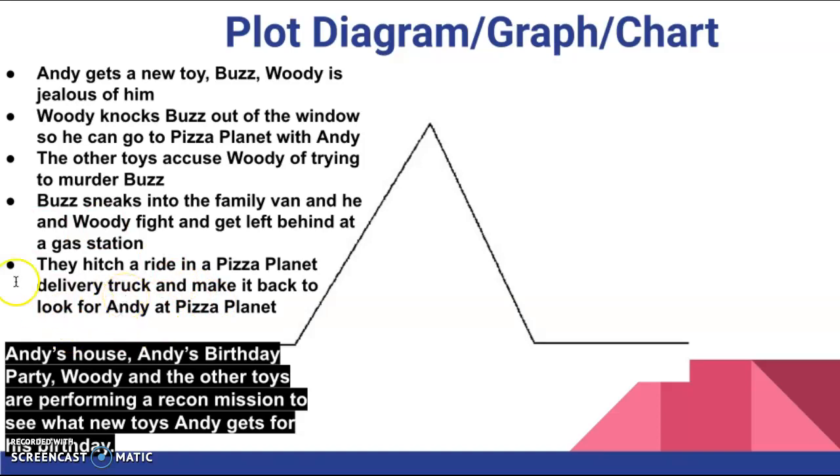Woody is jealous of him. Woody knocks Buzz out of the window so he can go to Pizza Planet with Andy. The other toys accuse Woody of trying to murder Buzz.